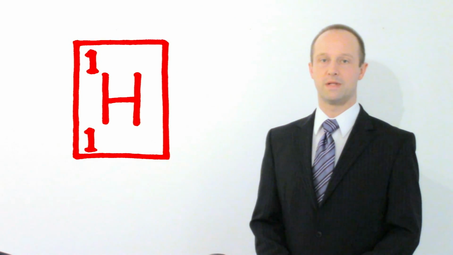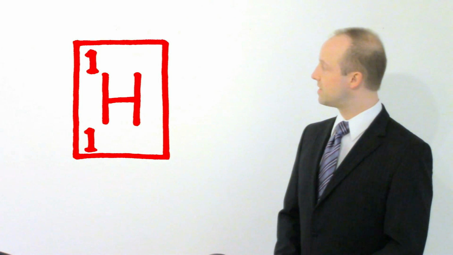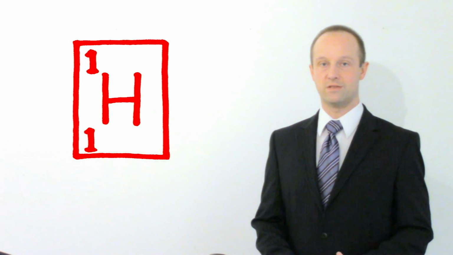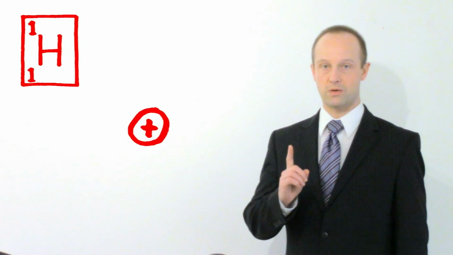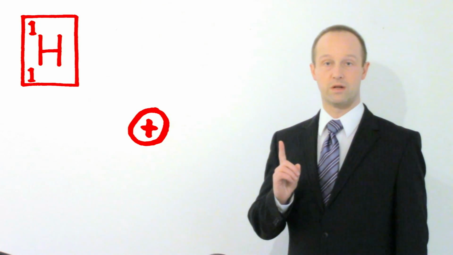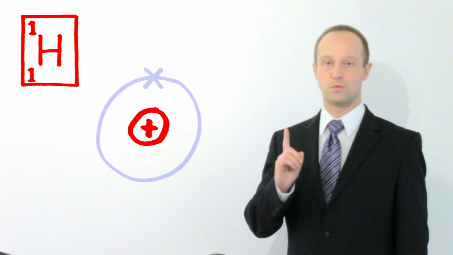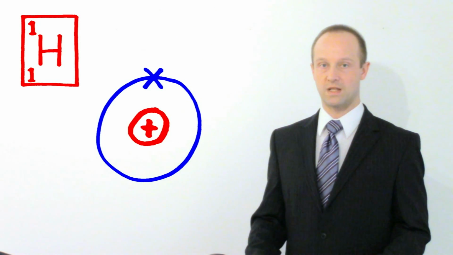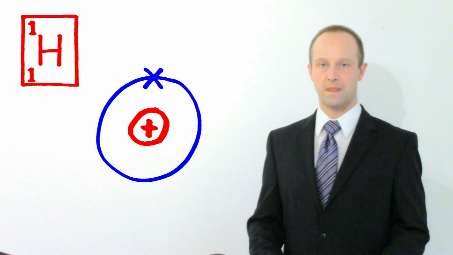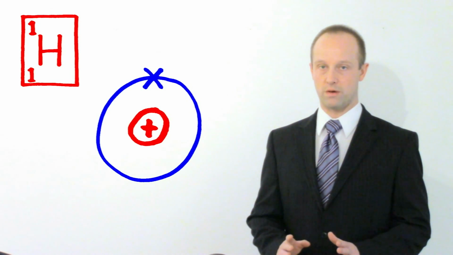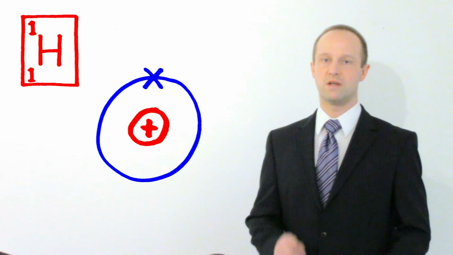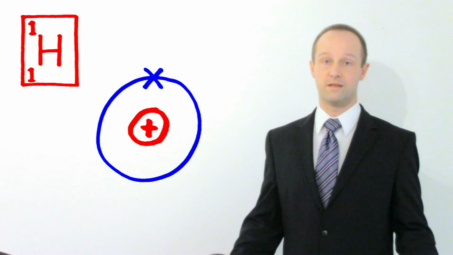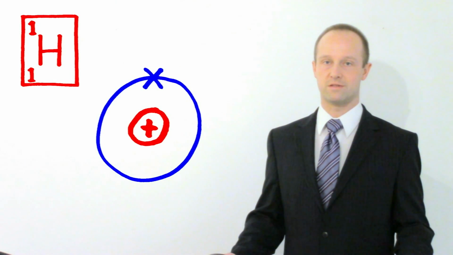Here's the periodic table entry for hydrogen. You can see that both the mass number and the proton number are 1. Now what this tells us is that there is 1 proton in the nucleus, because the proton number is 1. It tells us that there's 1 electron around that nucleus, because there's always the same number of electrons as there are protons. And because the mass number is 1, then we know that there is only one thing in the nucleus. Well, we've already decided that there's 1 proton there, so there can't be anything else.